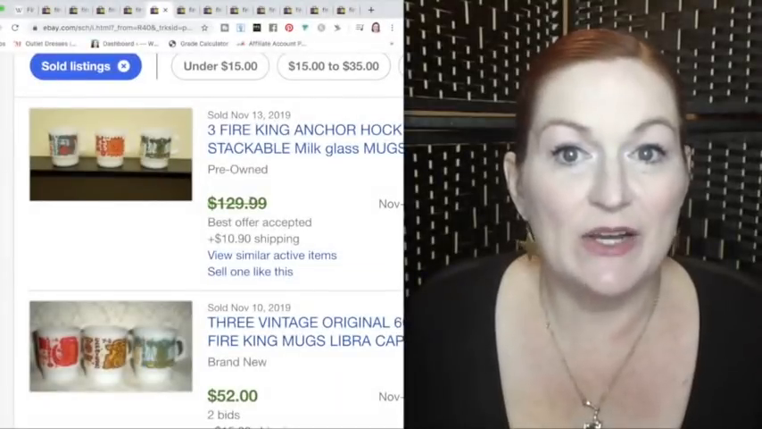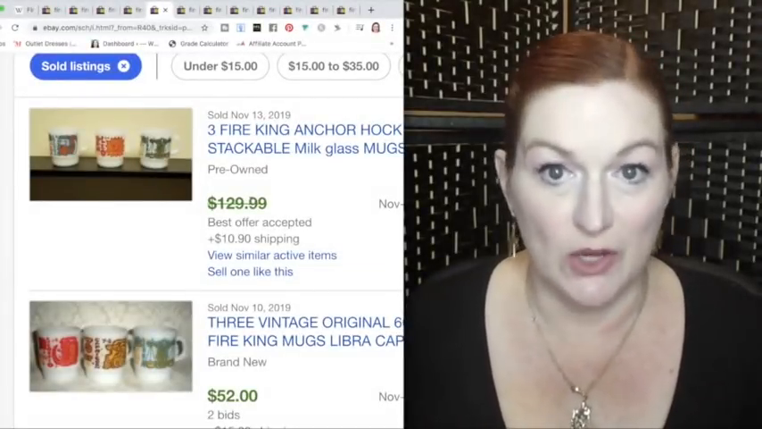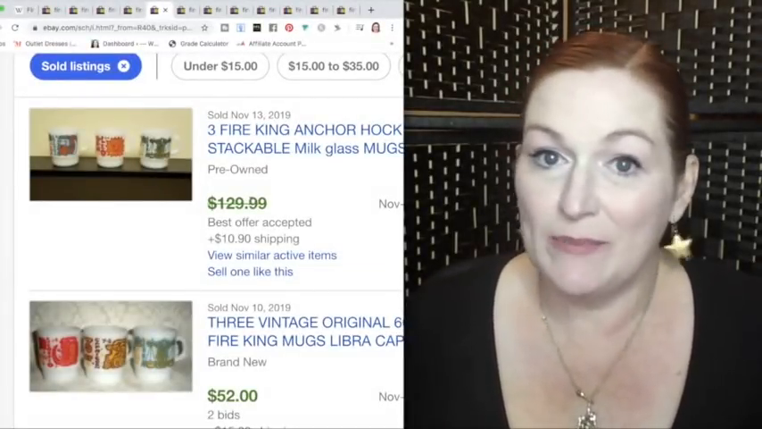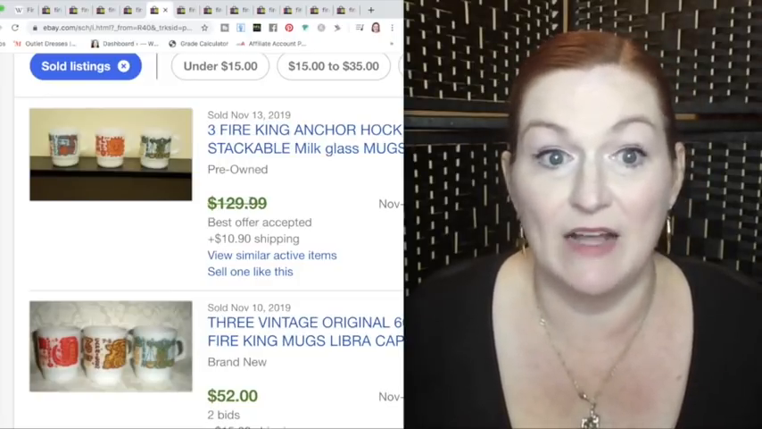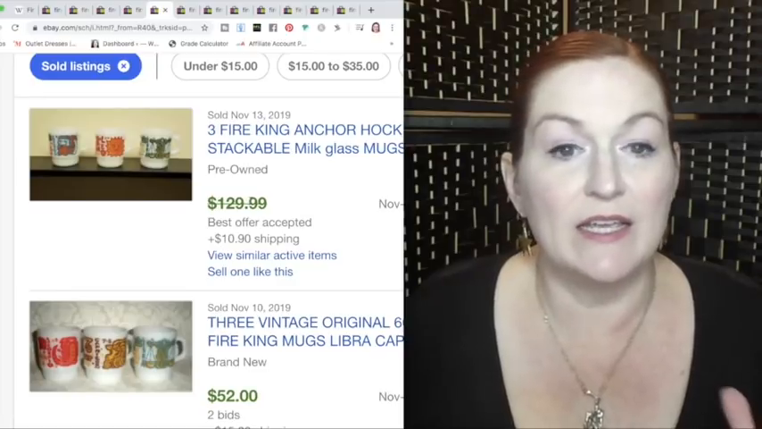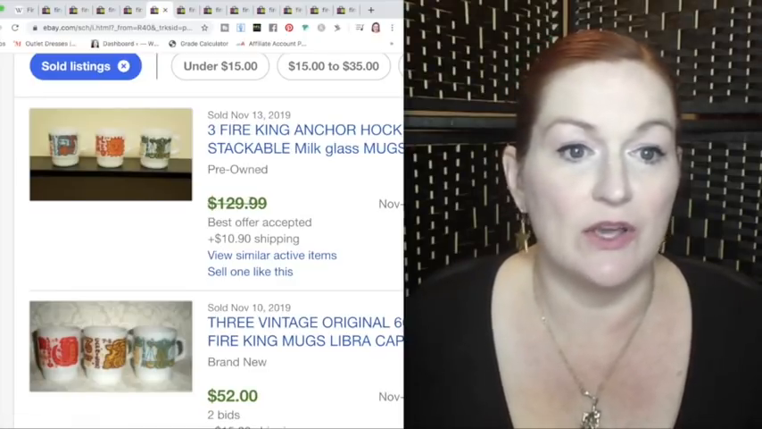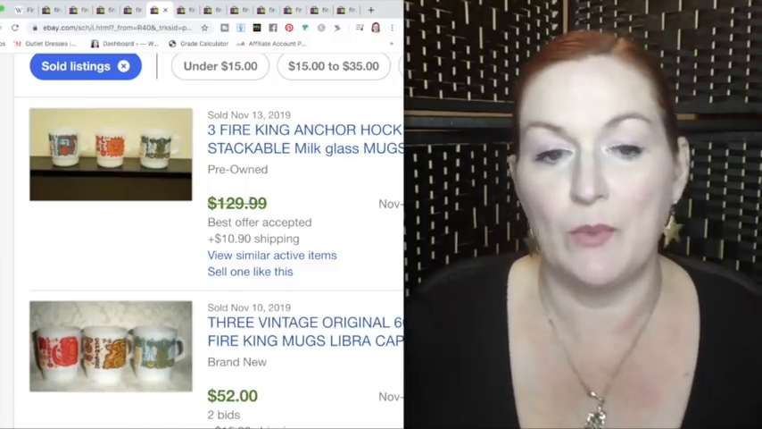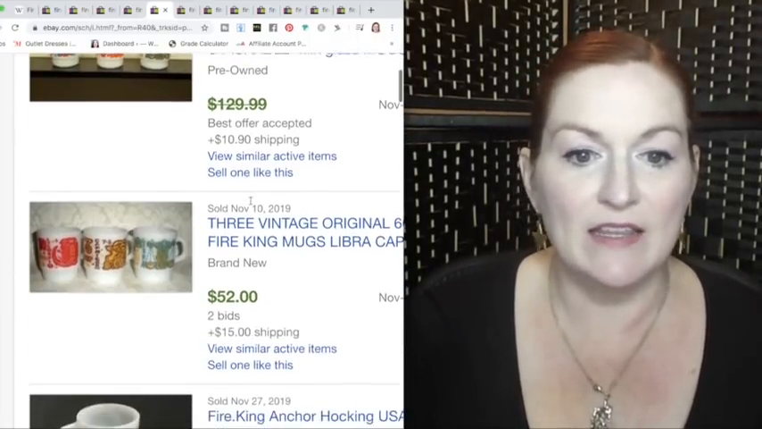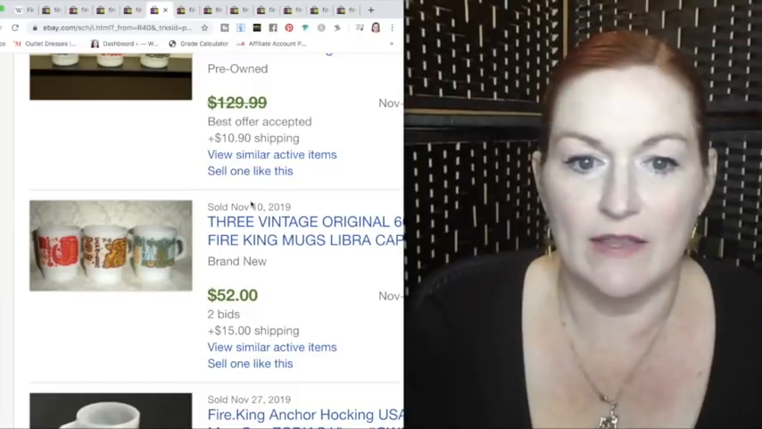The next Fire King mug to keep an eye out for are Zodiac mugs. I tend to pick up Zodiac mugs anyway, just depending on the brand, because they tend to sell. But Fire King Zodiac mugs sell also. So here are three that I looked up. A best offer was taken, but it was up at $129. And then these were on auction and sold for $52.